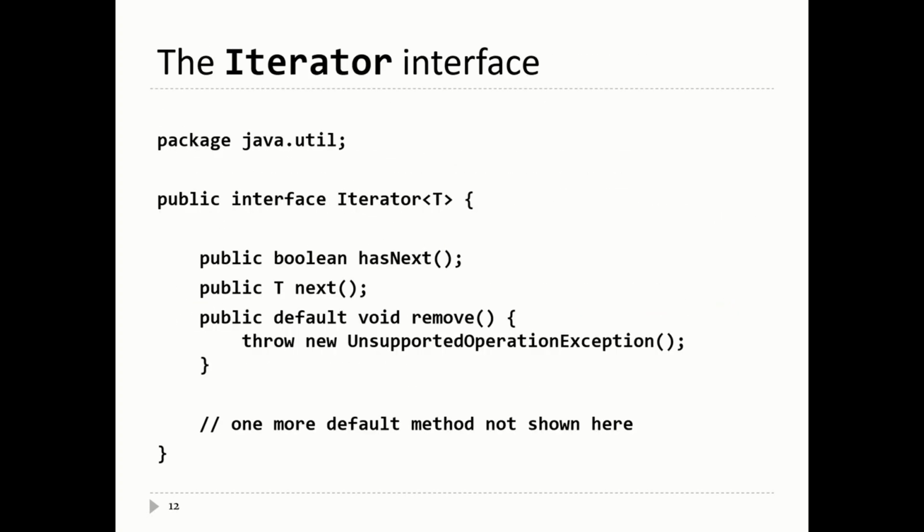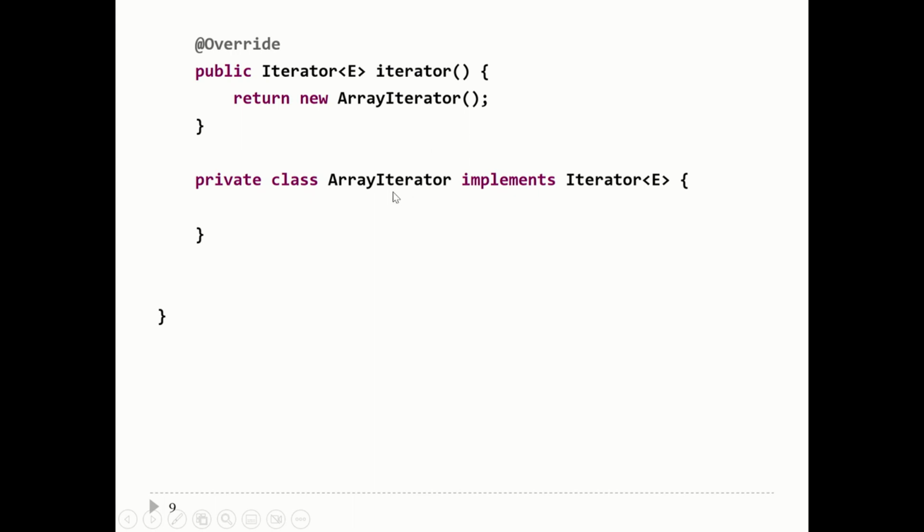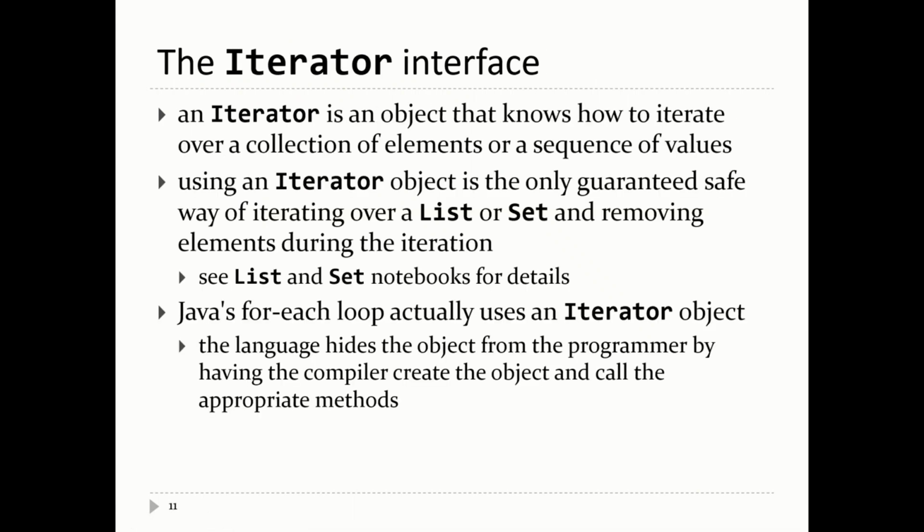Remember this inner nested class has access to the fields of the class that it's defined inside of. So our array iterator class has access to the fields of our list class, right? It can find the size of the list and it can go into the array that the list has. It implements the iterator interface. And just remember what an iterator is: it's an object that knows how to iterate over a collection of elements or over a sequence of values.